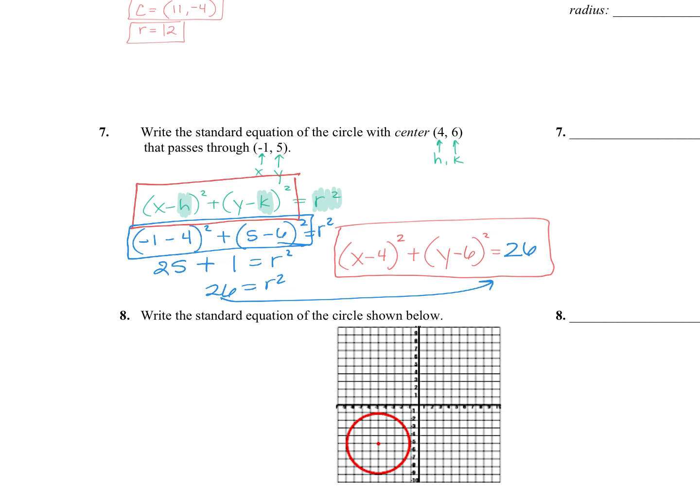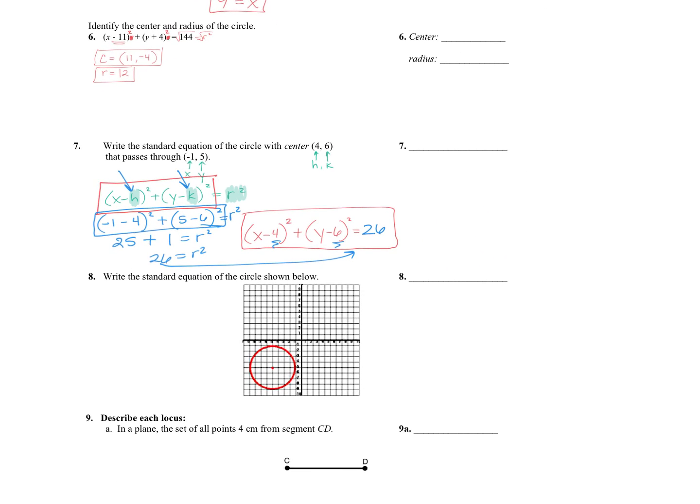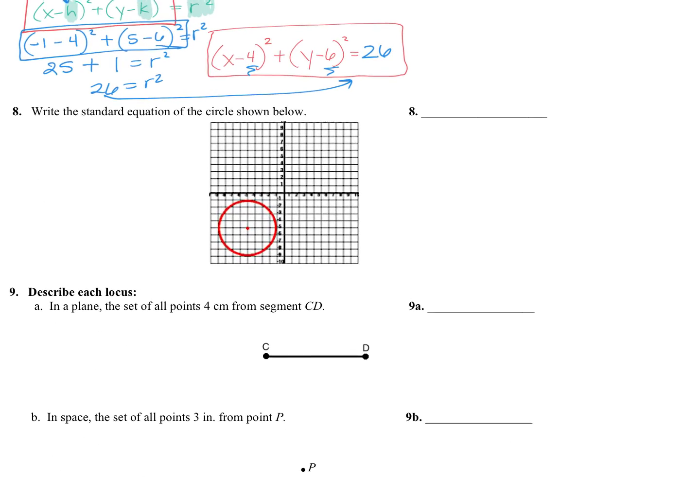I thought that the center subtracted the thing that it passes through, like 4 minus. No, it's x minus h and y minus k, and h, k is always your center. So that's got to go here. Okay.